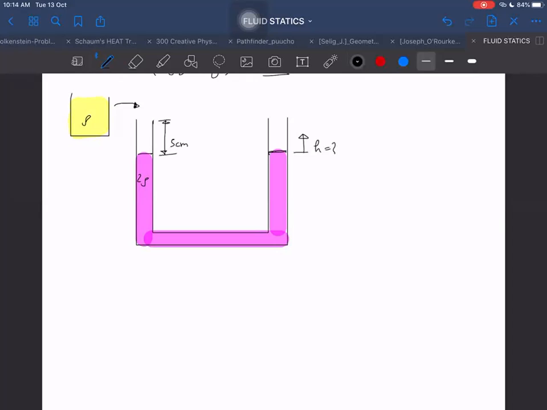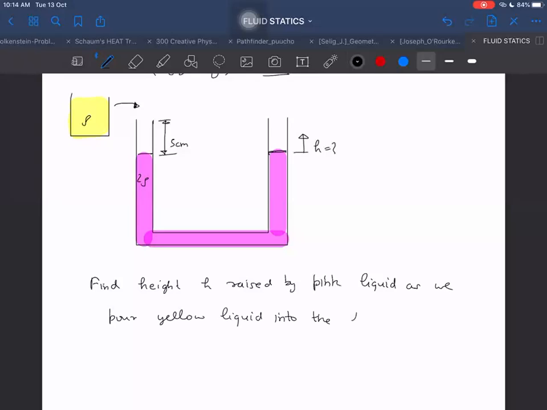Obviously, it will rise as we start pouring this liquid into it. Yes, sir, it will rise. So what is the height raised? So 5/2. Uh, 5/2, sir. 2.5 centimeters.